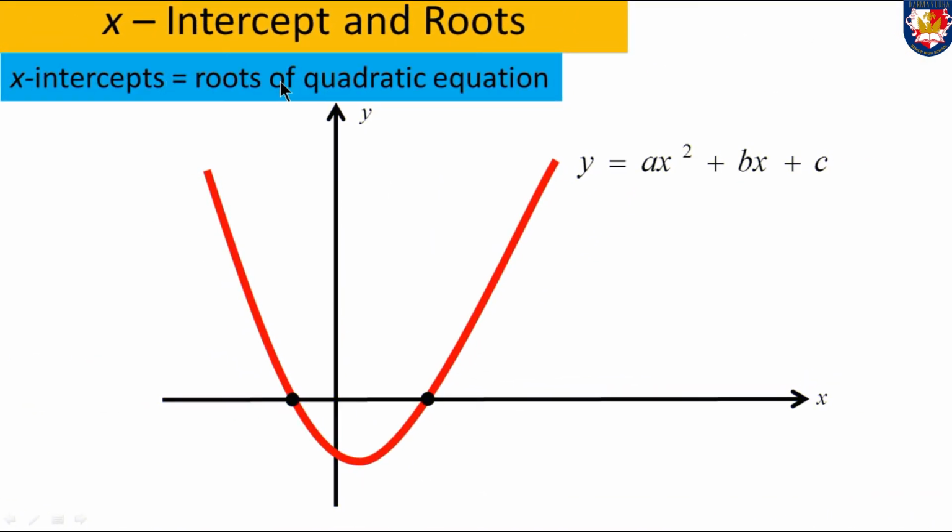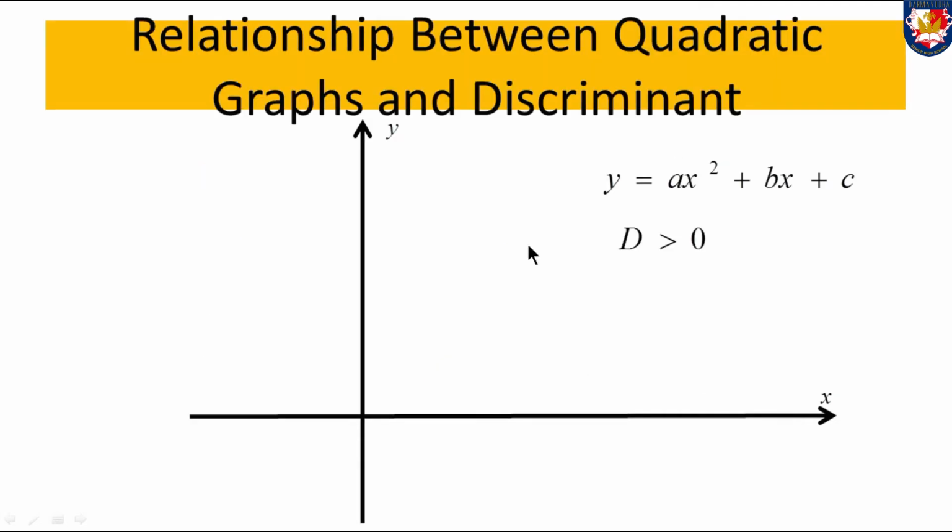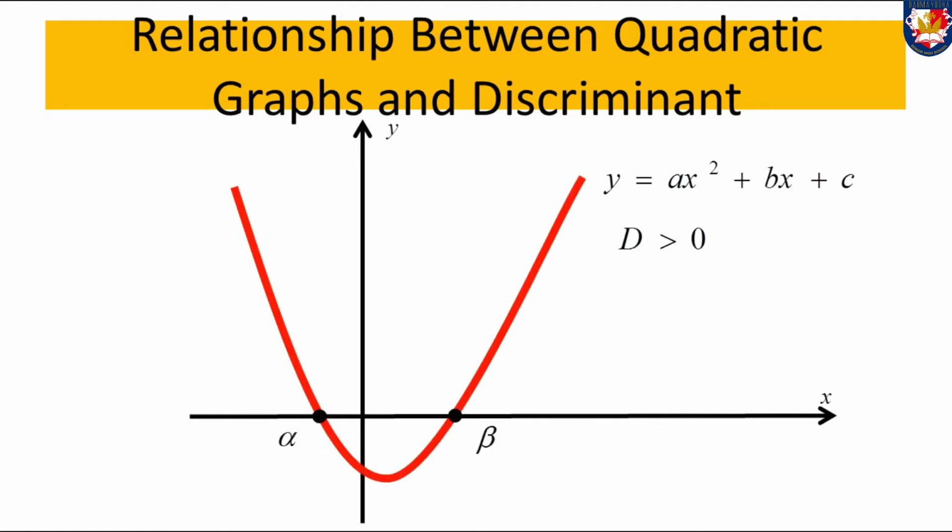X-intercept is actually the roots of quadratic equation. So for this quadratic graph, the roots are these points, alpha and beta, because alpha and beta are the intercepts on the x-axis. So the relationship between quadratic graph and discriminant: if discriminant is greater than 0, that means the quadratic equation has two distinct roots. So this is the possible graph.